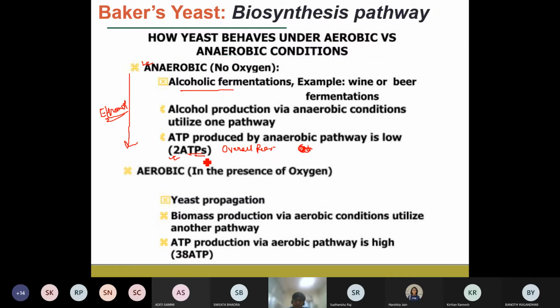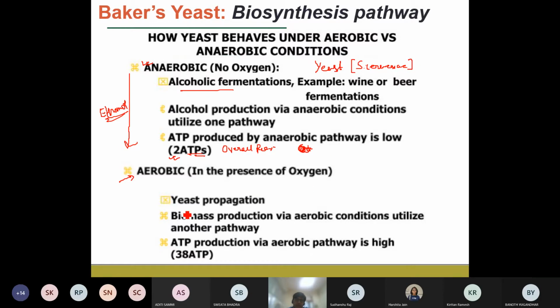Now, what we are going to see is the presence of aerobic conditions. One thing to mention is that it is the same yeast that is being used. The yeast mostly used is Saccharomyces cerevisiae. There are other derivatives that are also used, but the most widely used is Saccharomyces cerevisiae.